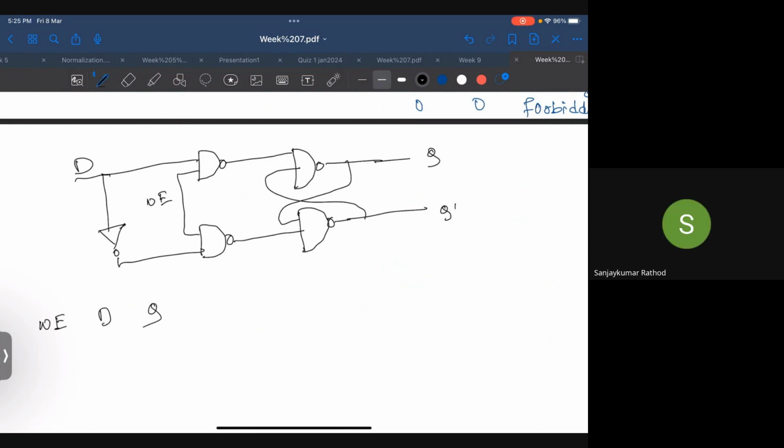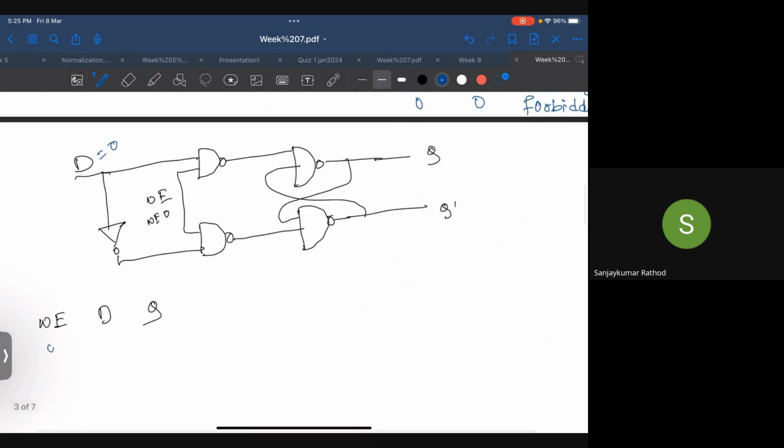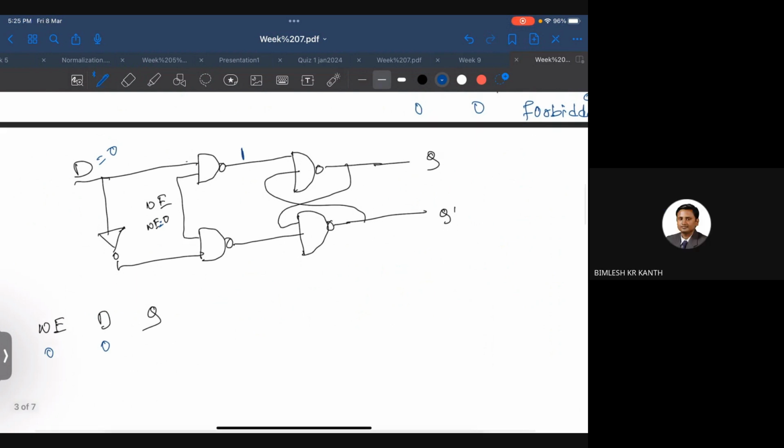So let's take when W equal to 0, write enable equal to 0, and D equal to 0. What will happen? So for W equal to 0 and D equal to 0, this is 0, right? So 0 0, it will be 0 and it will be 1, right? Yes. And for 1 0, this will be 1, and 0 1 0, then it will be 1 here, right?